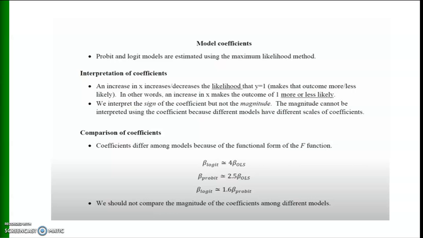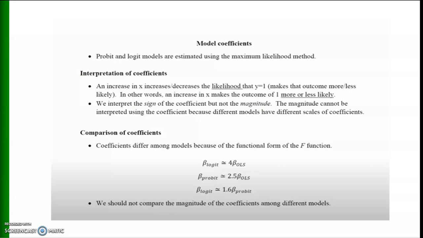In order to interpret the coefficients, we can say that an increase in any independent variable increases or decreases the likelihood that y is equal to 1. That is, it makes the outcome more or less likely. In other words, an increase in the x variable makes the outcome of 1 more or less likely. We interpret the sign of the coefficient but not the magnitude, because the coefficients for the various models are different. The magnitude cannot be interpreted using the coefficient because different models have different scales of coefficients.